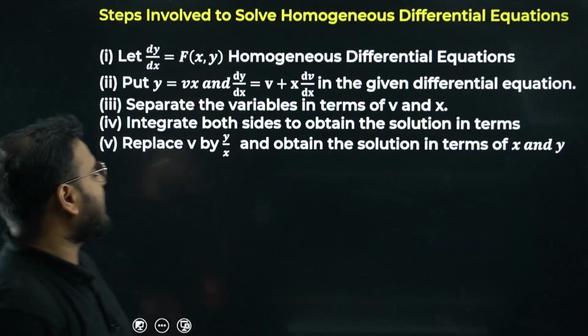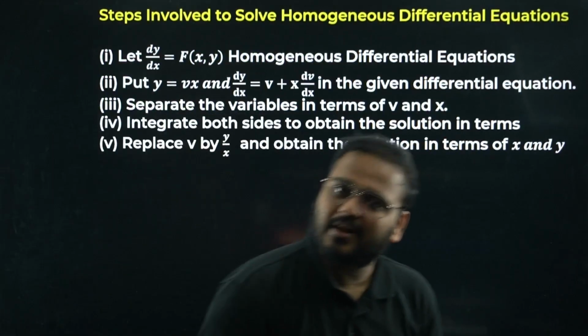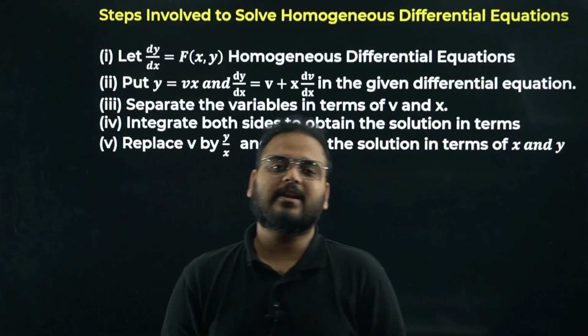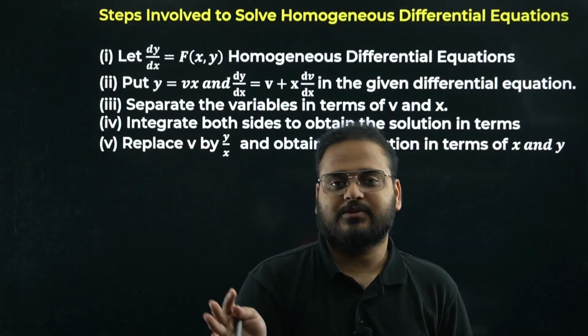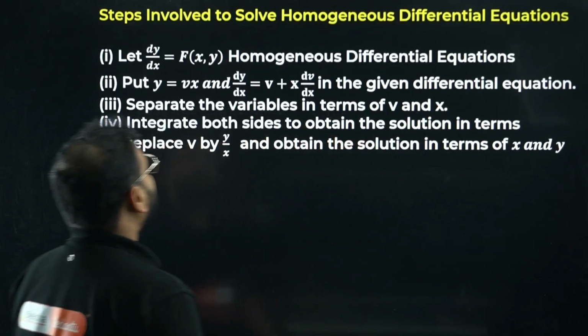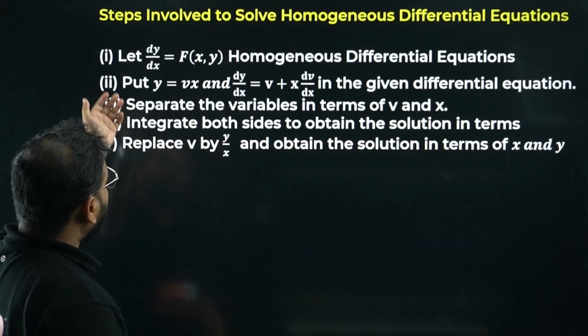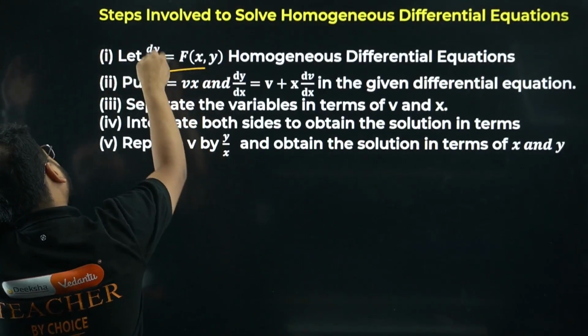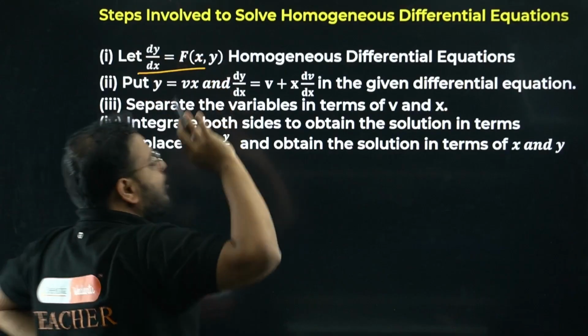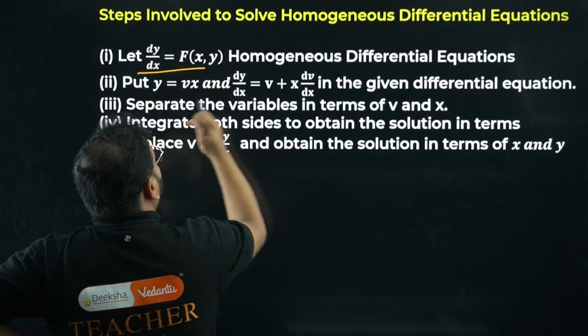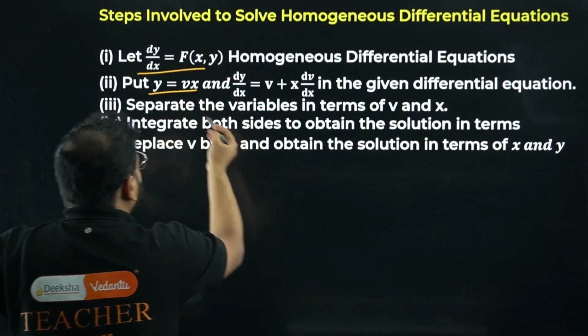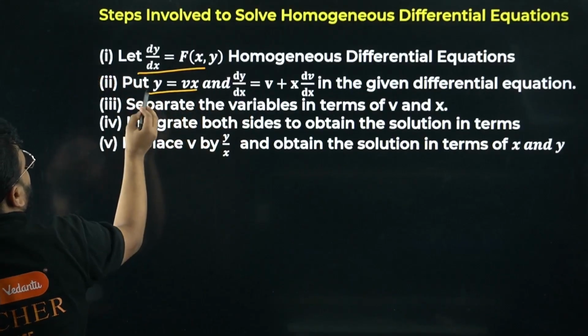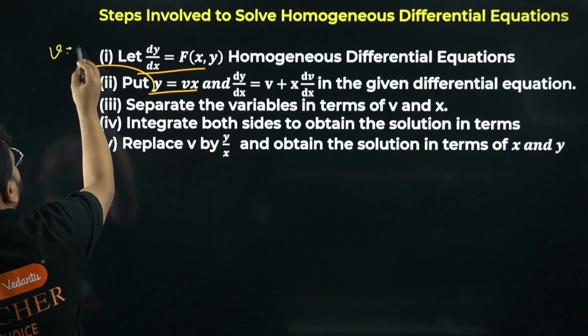Now, as I said, I explained this already, but I'll explain again the steps involved to solve any homogeneous differential equation. Whenever you have a differential equation given like this, dy by dx is nothing but a function of x and y. What you do is substitute y equals vx, or simply v equals y by x.